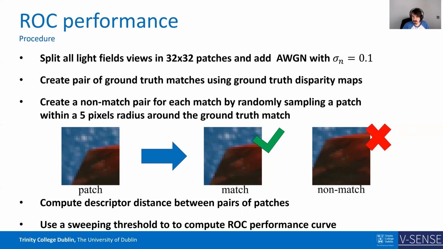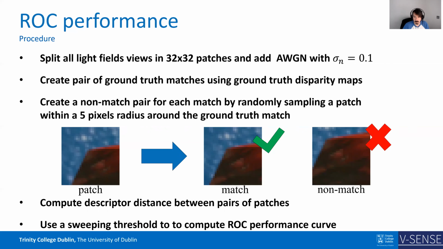Once we have constructed this database of matching and non-matching patches, we can compute the descriptors that we want to test for each patch, and then compute the distance between the descriptors for each pair of patches. Then we can threshold this distance to predict if it is a match or not, and we can sweep the range of this threshold and plot the corresponding true positive rates against the false positive rates, which gives the ROC curves that we can show here.